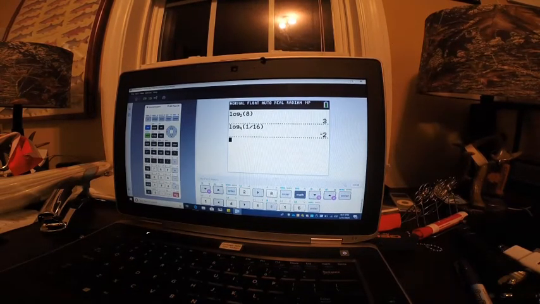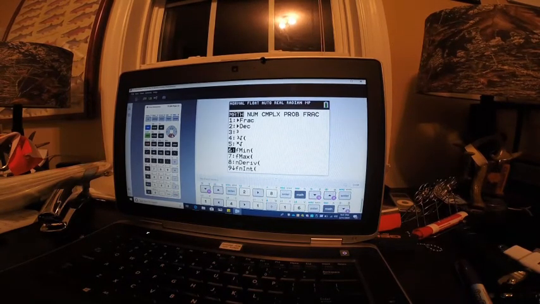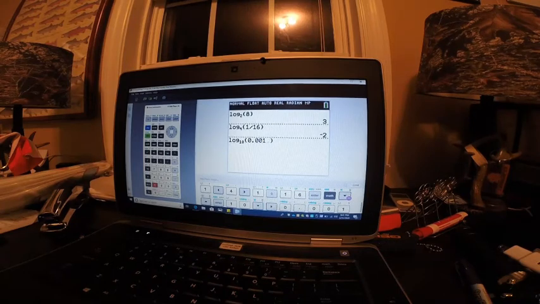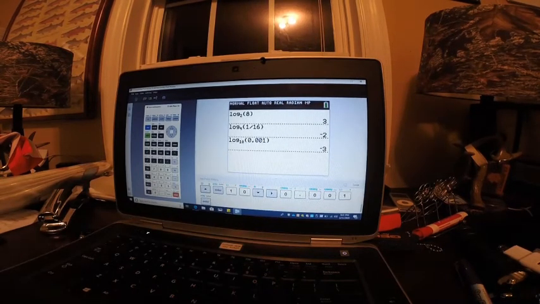That's negative 2. And the last one, math, log base 10 of 0.001 is negative 3. So if you want to use your TI-84 to check, you can very well do that very easily.